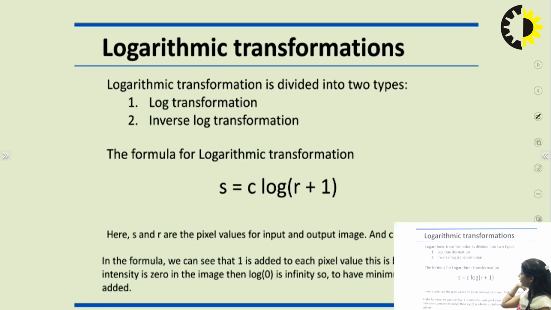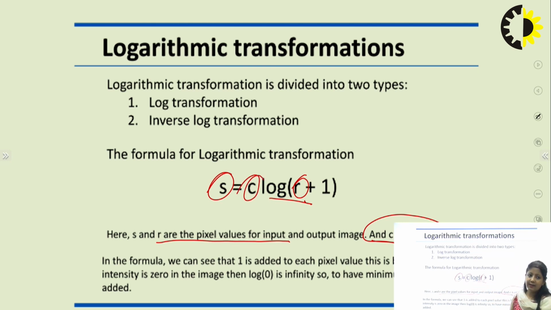Next is the logarithm. What is the logarithm transformation? Logarithm transformation is also divided into two parts, log and inverse log. So what is the formula for log transformation? S equal to C log of R plus 1. We take the original value of the pixel, that is R, add 1 to it and calculate the log. So this is the formula, C log of R plus 1, and C is a constant here. S and R are the pixel values: R is the input pixel value, S is the transformed value, and C is the constant.